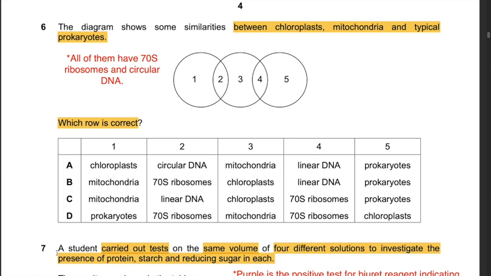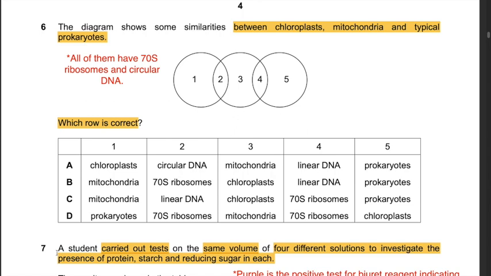Question 6. The diagram shows some similarities between chloroplasts, mitochondria and typical prokaryotes. Which row is correct? A key thing you should remember is that all 3 of them do have 70S ribosomes and circular DNA. Therefore, A is incorrect as it mentions mitochondria and prokaryotes having linear DNA. B is also incorrect as chloroplasts and prokaryotes do not have linear DNA. C is also incorrect as there is a mention of linear DNA among mitochondria and chloroplasts.